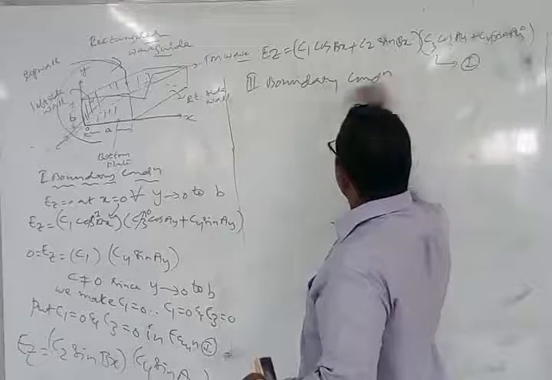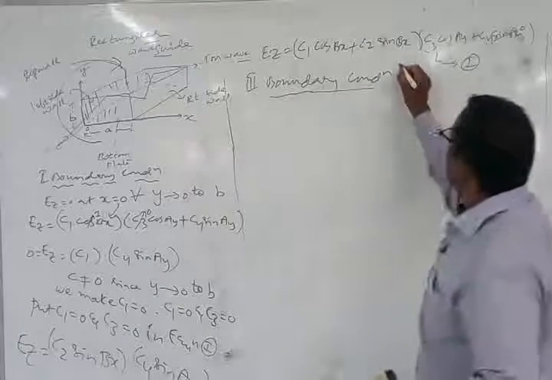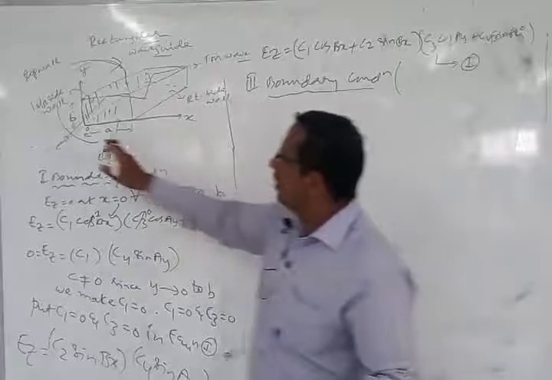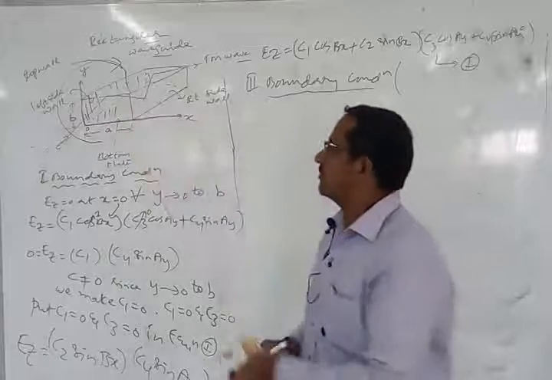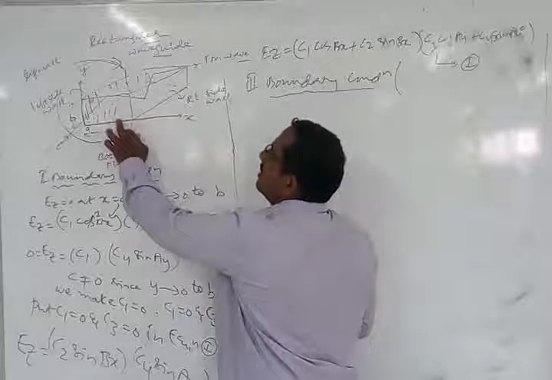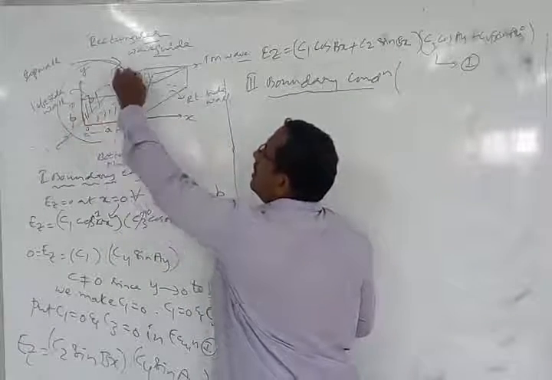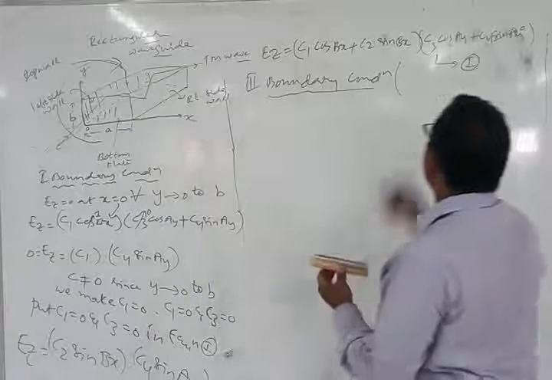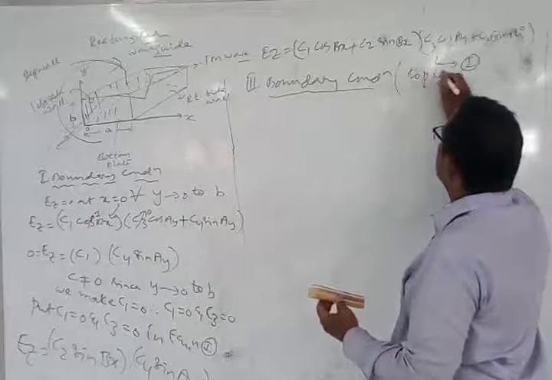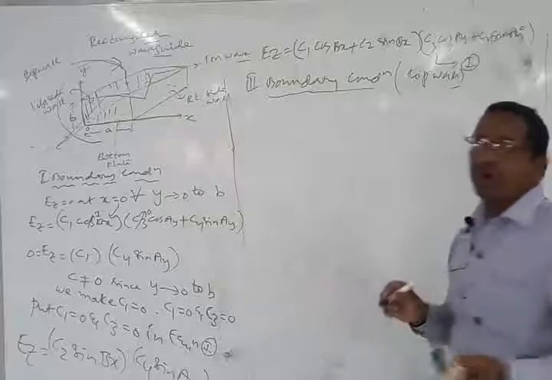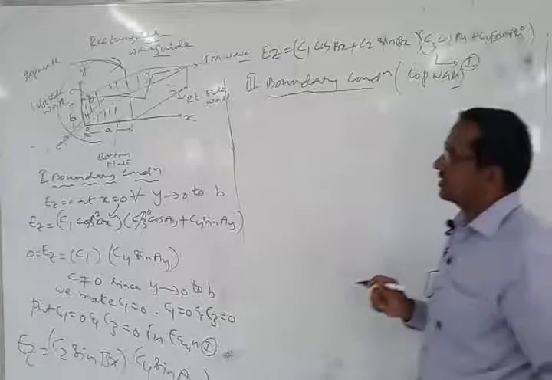Third boundary condition. Now, what is the third boundary condition we are talking about? We are going in a clockwise direction. So, first bottom plate, left wall, then top wall. So, at the top wall we are going to consider all the boundary conditions.